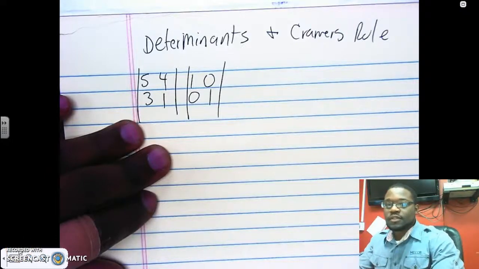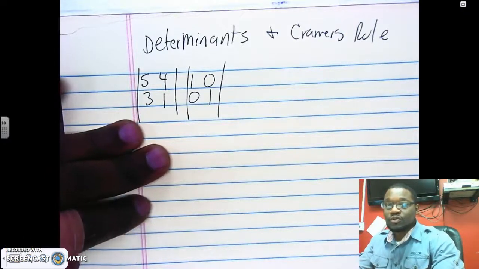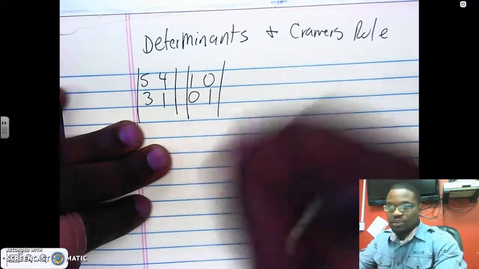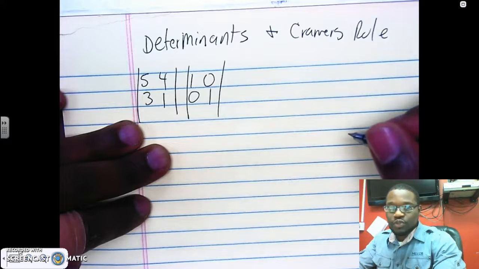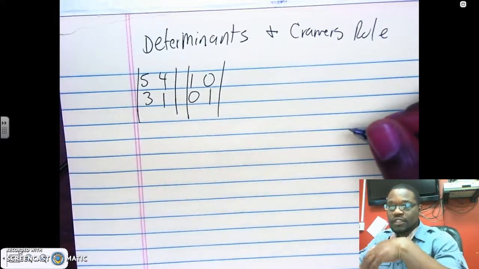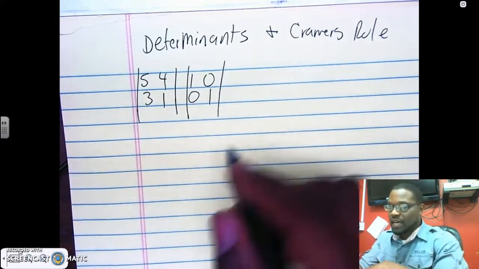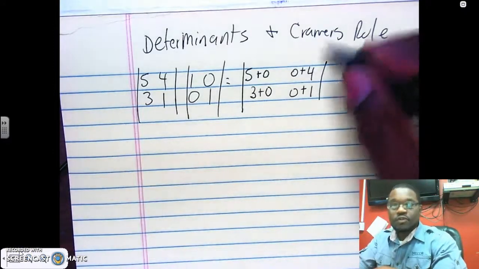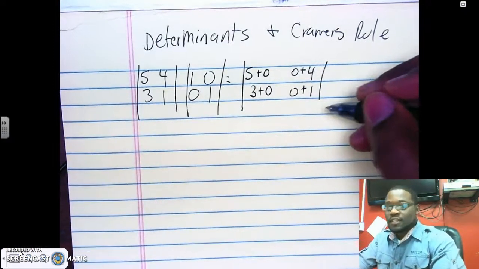All right, we're going to talk about determinants and Cramer's rule. First thing I want to talk about is what happens when I multiply these two. Let's go through this real quick. I may just pause it and fast forward, just for the sake of time. But let's multiply these two matrices. As I do that, this is what you get.